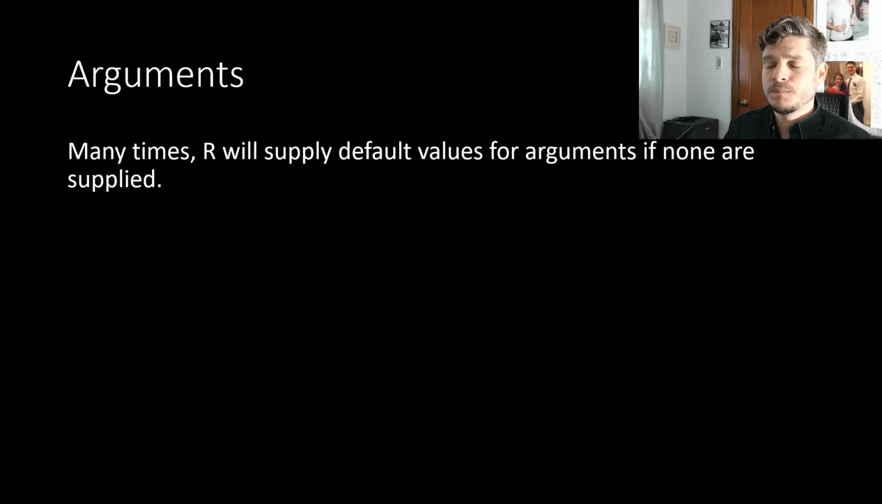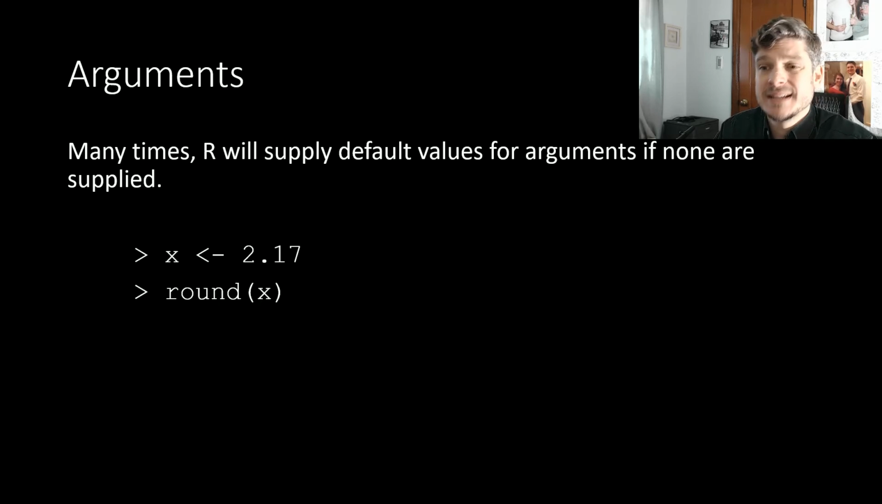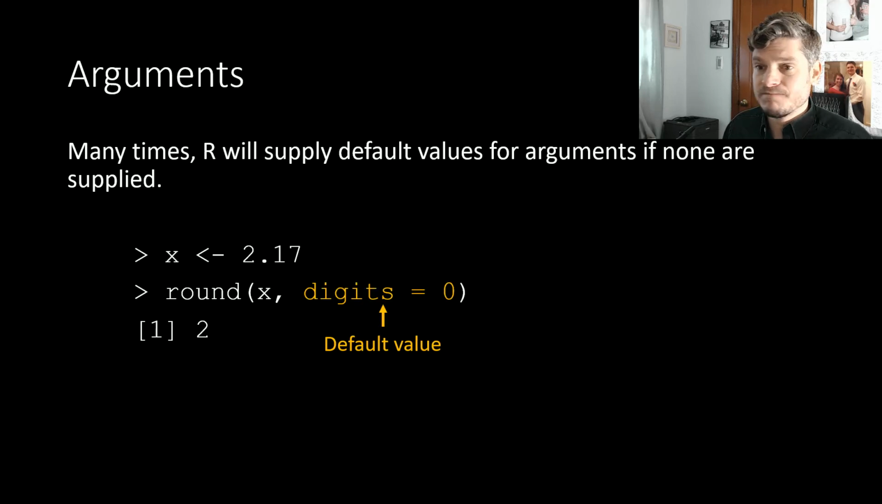Now, with the arguments, again, most times R is going to supply default values for arguments if none are given. So, for example, let's say I stored the value 2.17 in my variable x, and I call my round function. I say just round x. Well, when I say round x, it's going to spit out the number 2. Because there were more arguments for your round function, and in this case, the biggest one would be how many digits to round it to. And if you don't supply that argument, R is going to say, well, they must have meant digits equals 0, round it to the nearest whole number, and that's the default. That's what it's going to be.